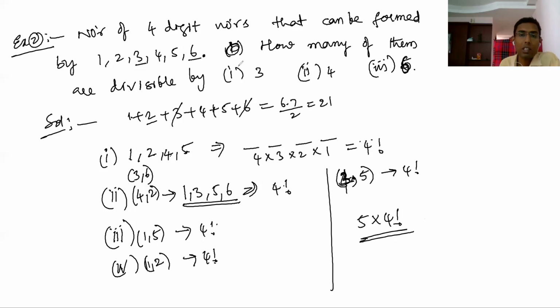Okay, divisible by 3. Divisible by 4 means what? Last two digits formed should be divisible by 4. So anyway, we'll stop here.